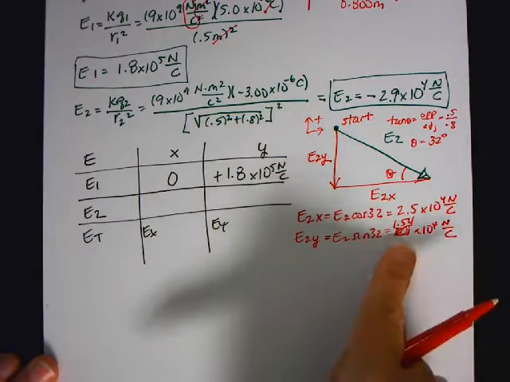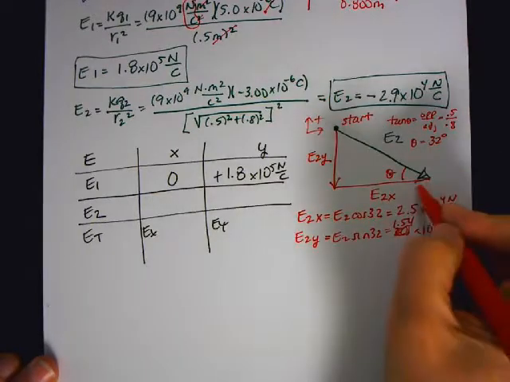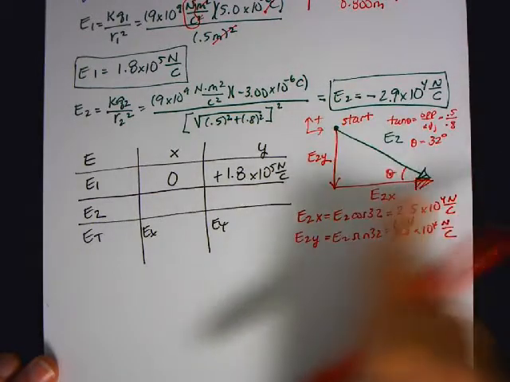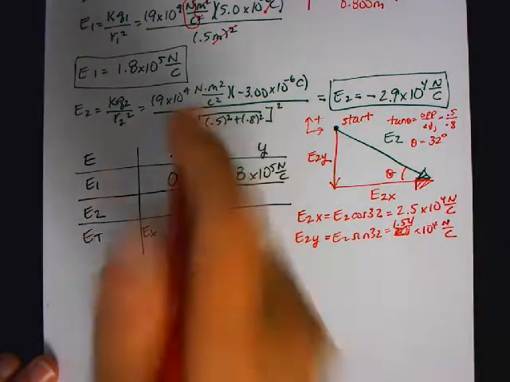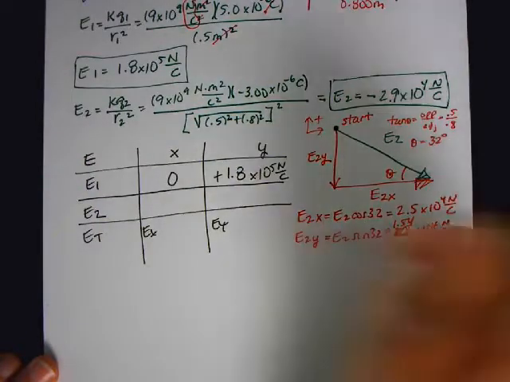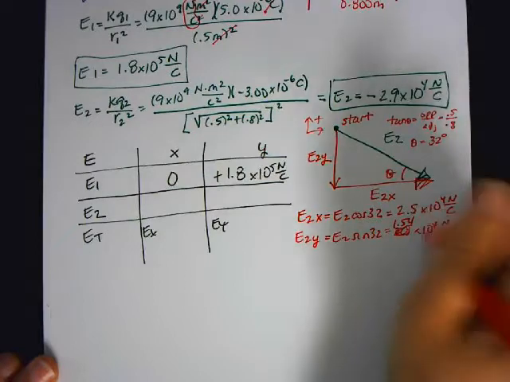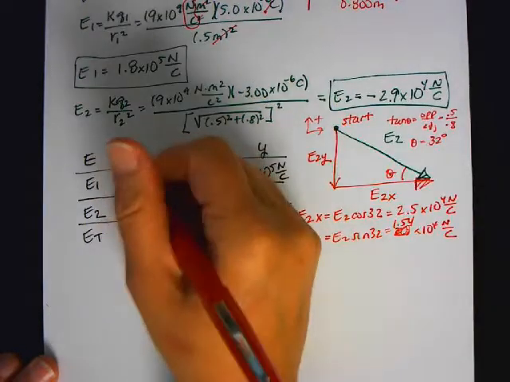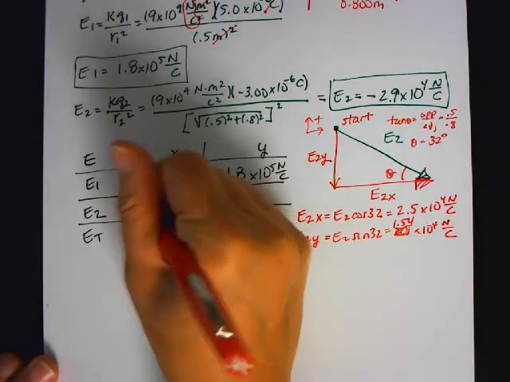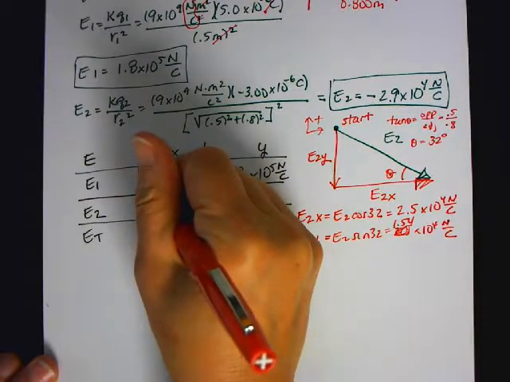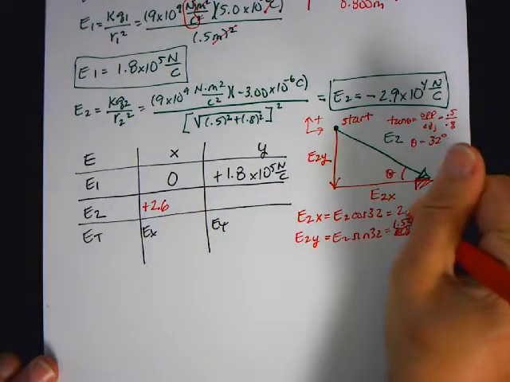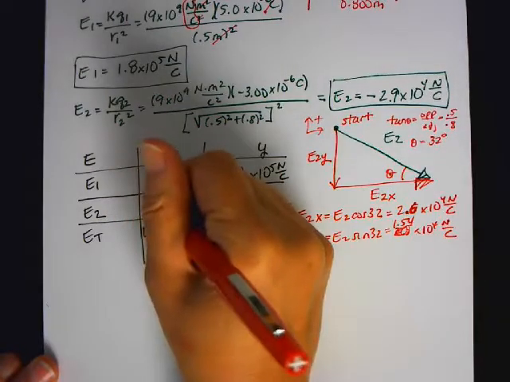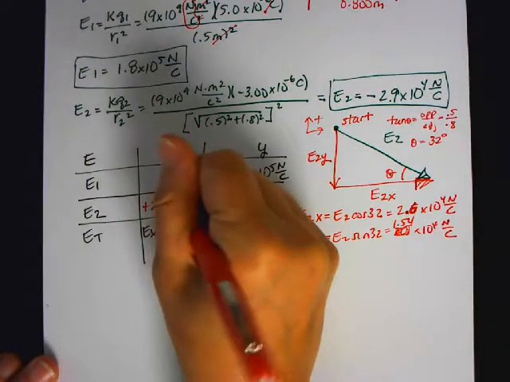Now let's look at the picture. E2x, according to my sign convention, is this positive or negative? It's positive because it goes to the right. So I'm going to put this in E2x as, and this was like 2.5 something, so I think I rounded this. So this will be 2.6. Change this to 6 because it was like 5 something, 5, 6. 2.6 times 10 to the 4 Newton per Coulomb.